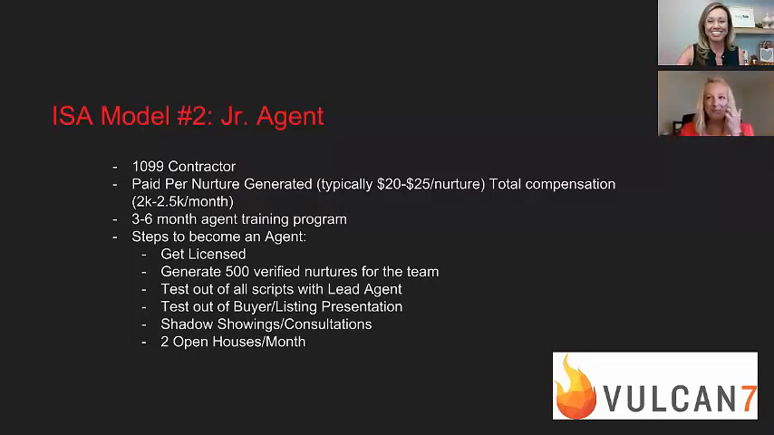Okay, so let's move on to ISA Model 2. This is going to look like a junior agent model. That's what we call it. This is going to be really good for someone who is in need of lead generation, and also looking to grow their agent team.